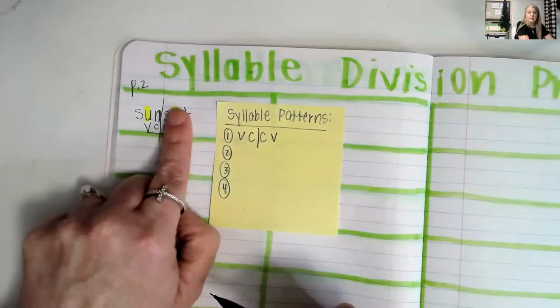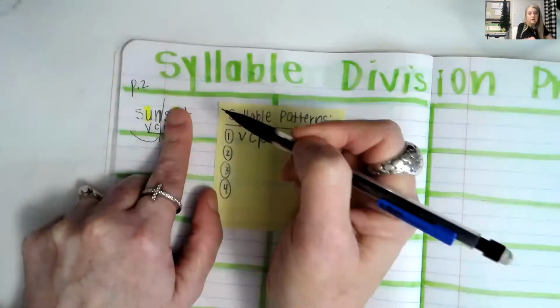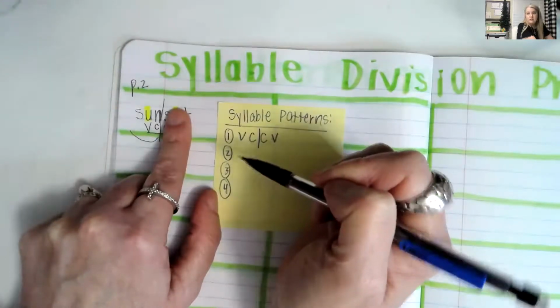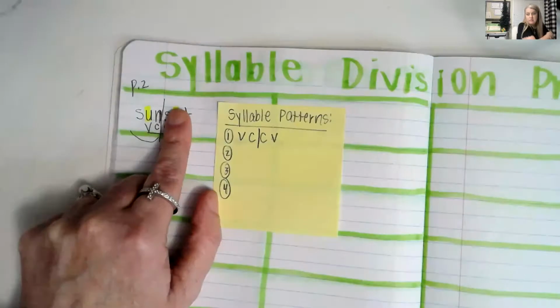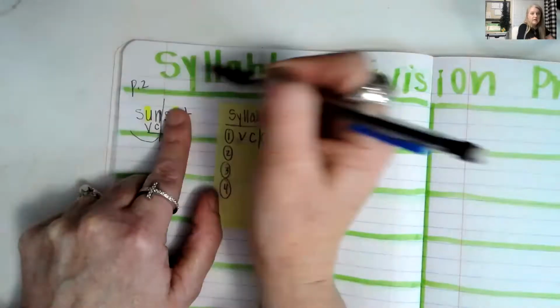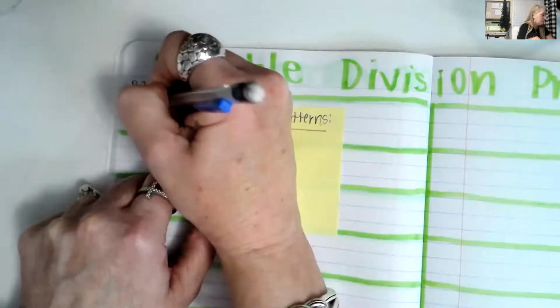So we're going to cover up the first syllable right here and look at the syllable. What kind of pattern do we have in this syllable? Now, this should have been pre-taught before you get to syllable division, so there might be another set of videos you need to look up by me. So this is the closed pattern. When the vowel is closed in by a consonant, it's going to say its short sound. So this is the closed syllable pattern.